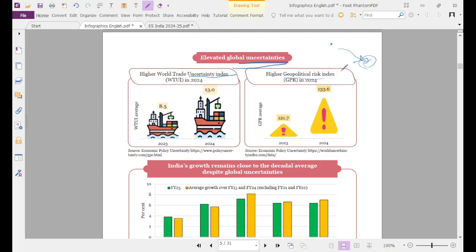Therefore, in 2023, the World Trade Uncertainty Index, which is there to measure the uncertainties, was around 8.5. Now in 2024, last year it was around 13. That's how it is being indicated. And the higher geopolitical risk index, in the line that we talked about, has increased. So the risk has been increasing, especially when Trump has entered as president in the Trump administration. We can expect this risk to go even upwards as well.